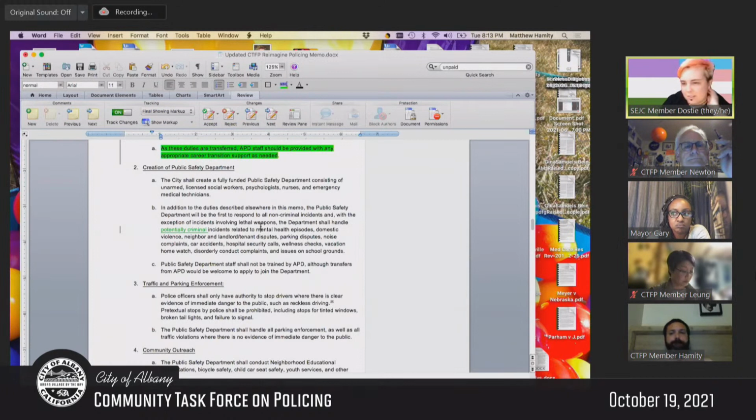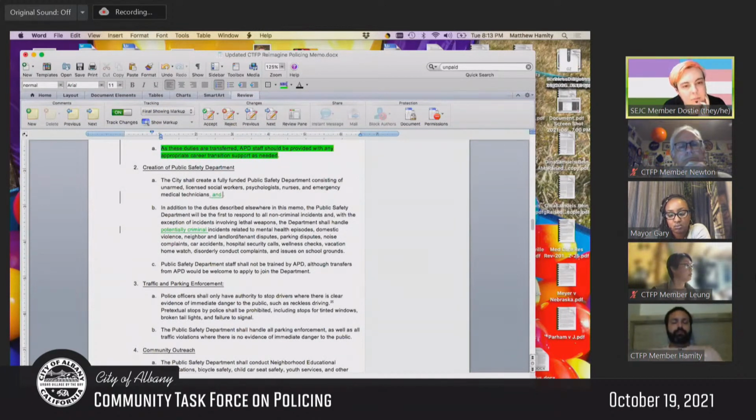I didn't catch this during edit, I'm sorry, but I would amend A actually to say at the end, and otherwise non-sworn, non-police personnel, or something to that effect. I think it needs to be clear that no actual police officers should be hired into this section of the public safety department. Anyone else?